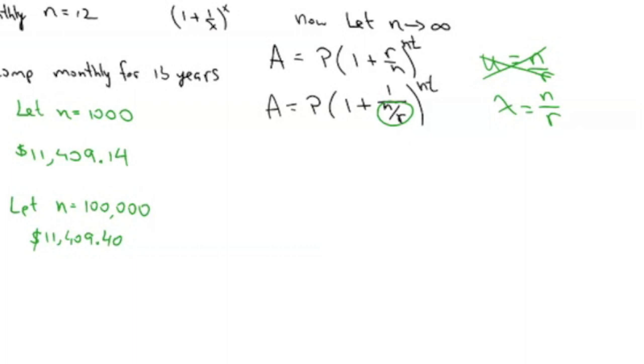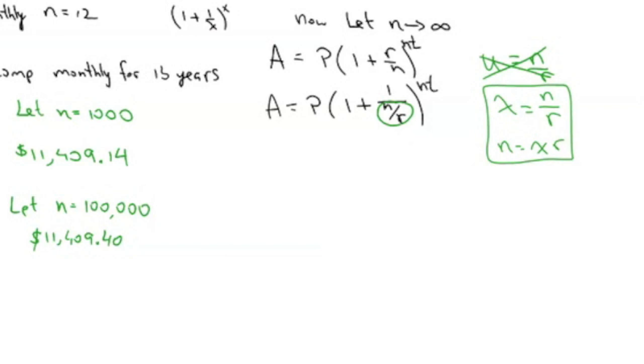But I also have to get rid of this n too, because n is the one that's going off to infinity, and here it disappeared. So what's n equal to in this case? X times r, xr. So I can replace this n with xr, just doing a little substitution. So do these two substitutions.